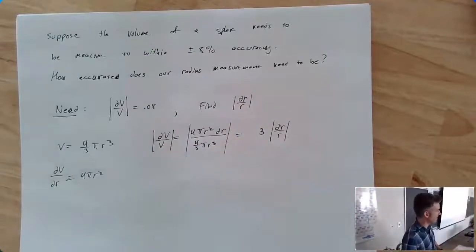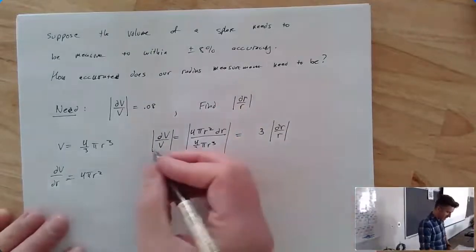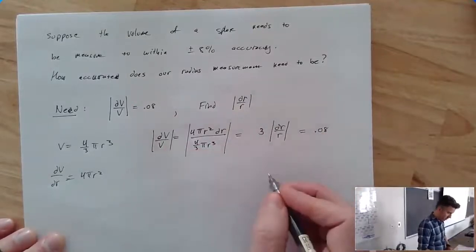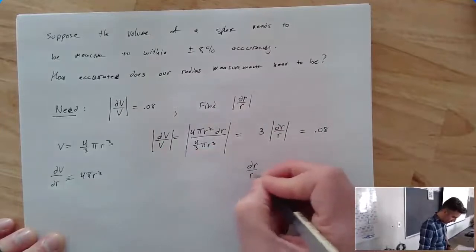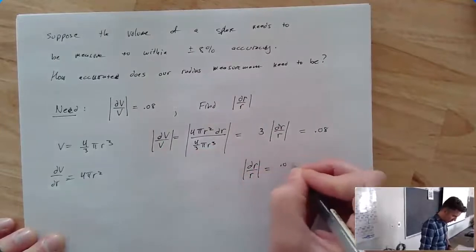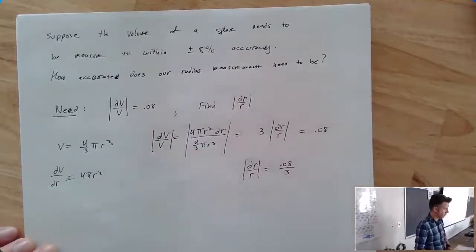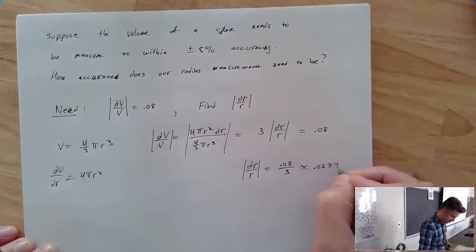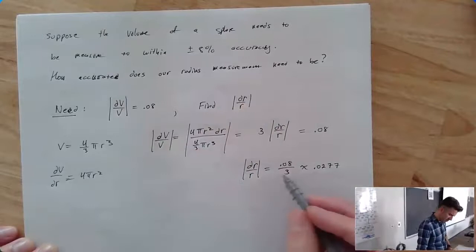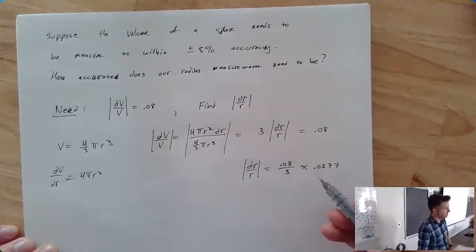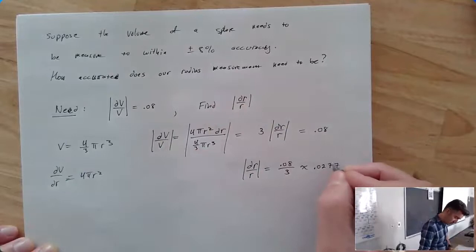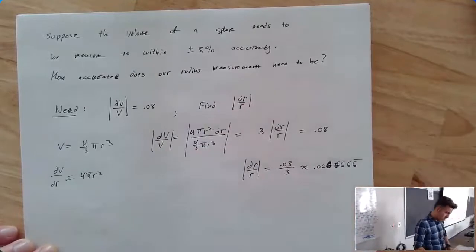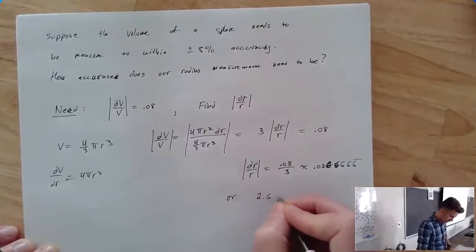Some absolute values around just to make it nice. And then we know that we need this to be equal to 0.08. So we can solve for dr over r and say that dr over r in absolute value is going to equal 0.08 divided by 3, which is approximately 0.0277777. I think it's 7s. Yeah, that's right. 6, sorry. 6s, apologies. Or if you prefer percentages, 2.66%.